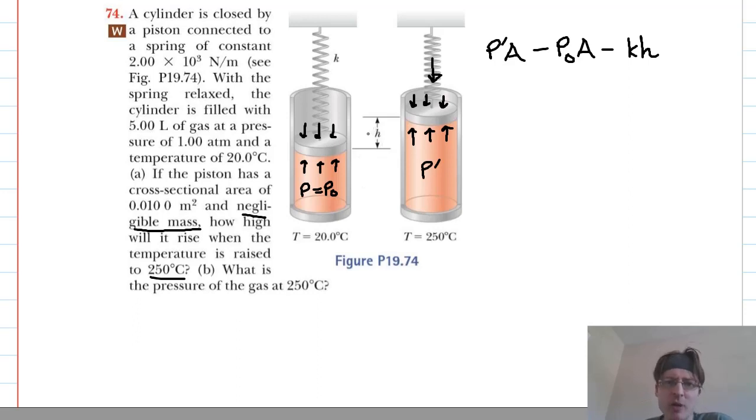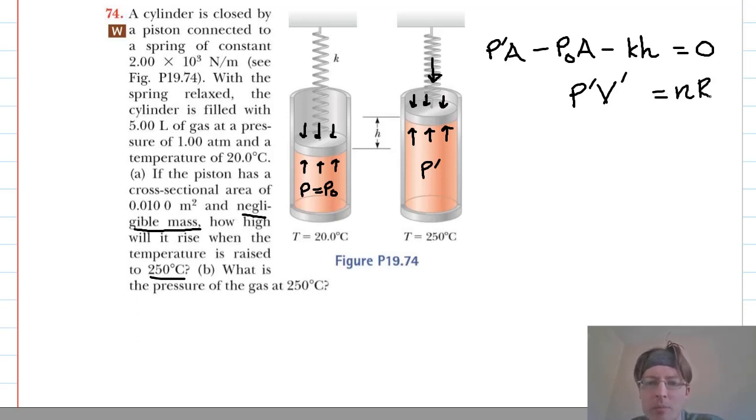I don't know H, and I don't know P prime. I don't know what the pressure is, but I'm gonna get another equation to work with from the ideal gas law. Okay, so that's how the pressure and the height are related. Also, they're related through the ideal gas law. Because I know no matter what the pressure of the gas is or what its temperature is, I know that PV equals nRT. So in the second picture, I'll have P prime times V prime is equal to nRT prime.